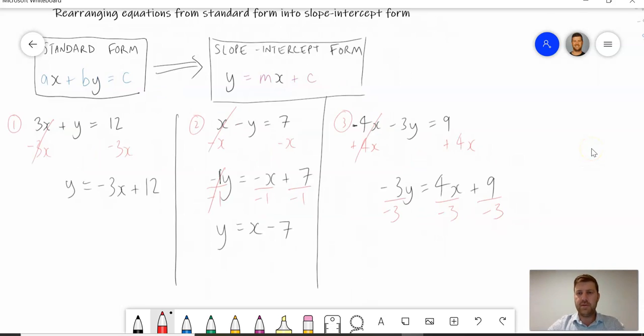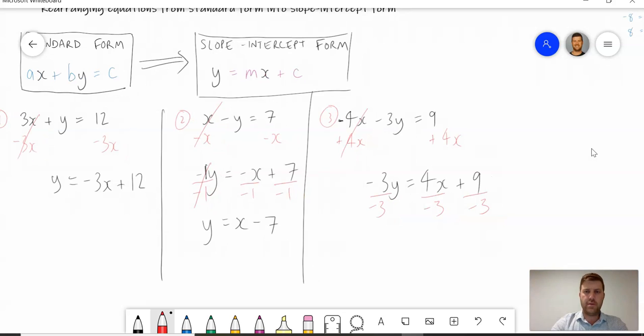That gives me y on the left-hand side of the equation is equal to 4 divided by minus 3. Well, 3 doesn't go into 4, but it's a positive divided by a minus, so we're actually just left with minus 4 over 3x, and it's positive 9 divided by minus 3, which gives me minus 3. So slope-intercept form of the original equation is y equals minus 4 over 3x, take 3.